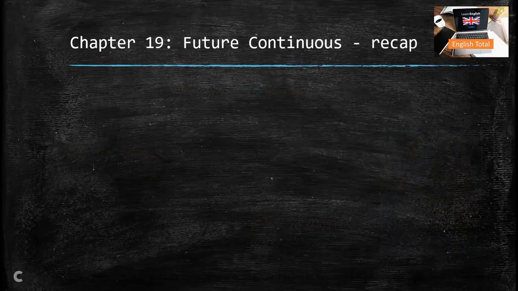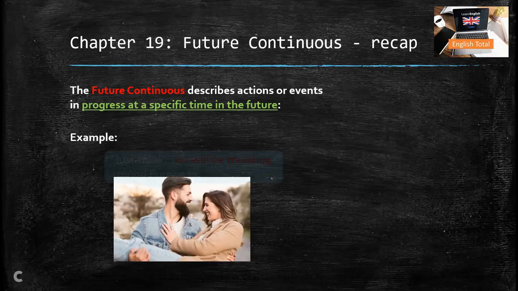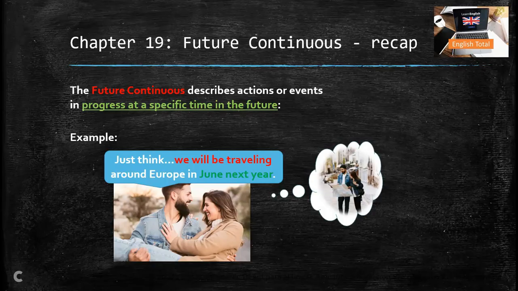Finally, let's recap. Today, you have learned that the future continuous describes actions or events in progress at a specific time in the future. Just like this example. Just think, we will be traveling around Europe in June next year. I can't wait.